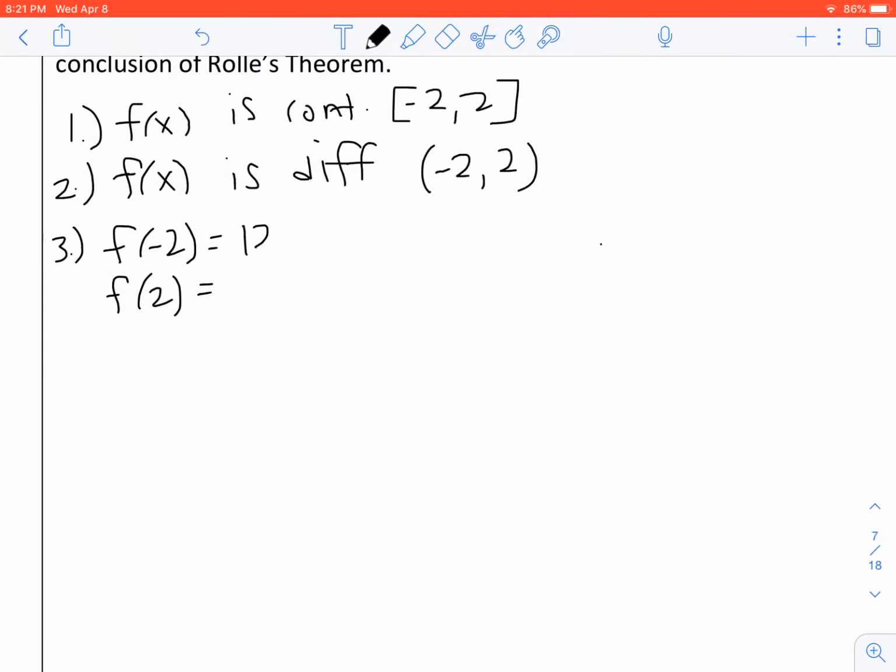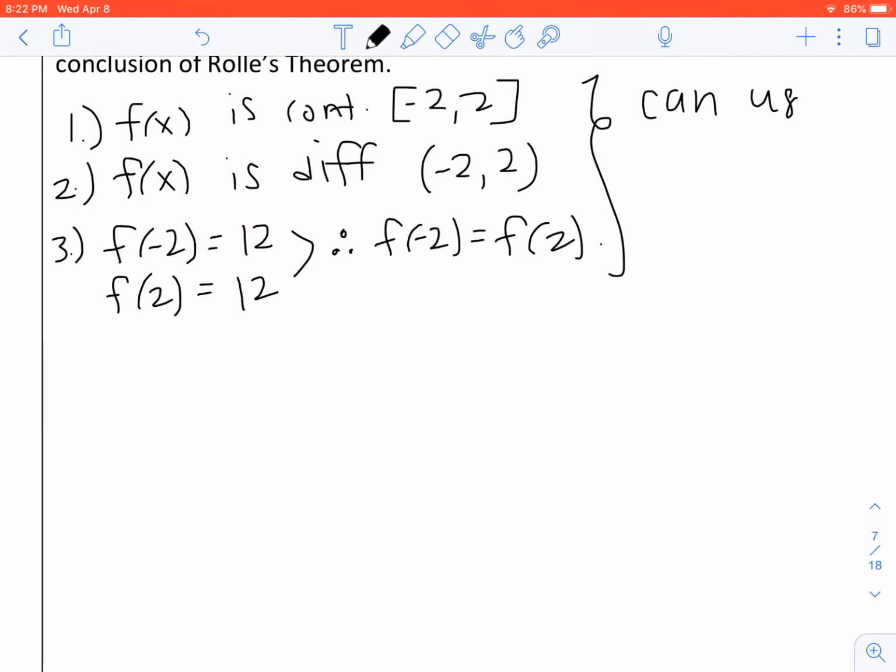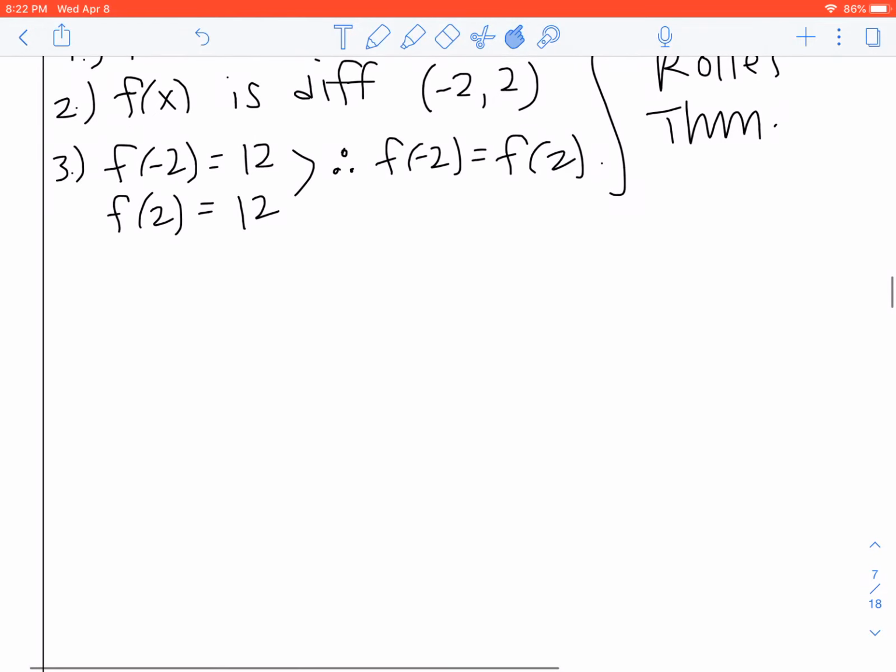Substituting in -2, I get 12. Substituting +2, I get 12. So therefore, we can say f(-2) is equal to f(2). So this means that we can use Rolle's theorem, which was the first thing it wanted us to do in the problem. Second thing says, if so, then find all numbers c that satisfy the conclusion of Rolle's theorem. So Rolle's theorem, the conclusion says, taking the derivative, it's going to equal 0.